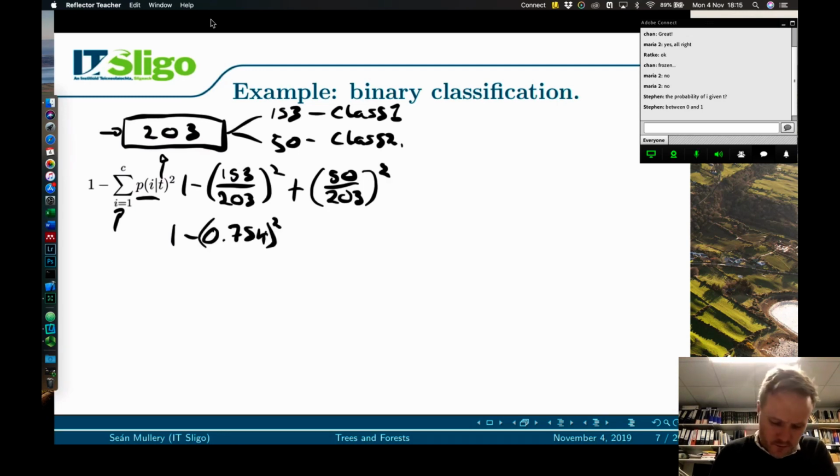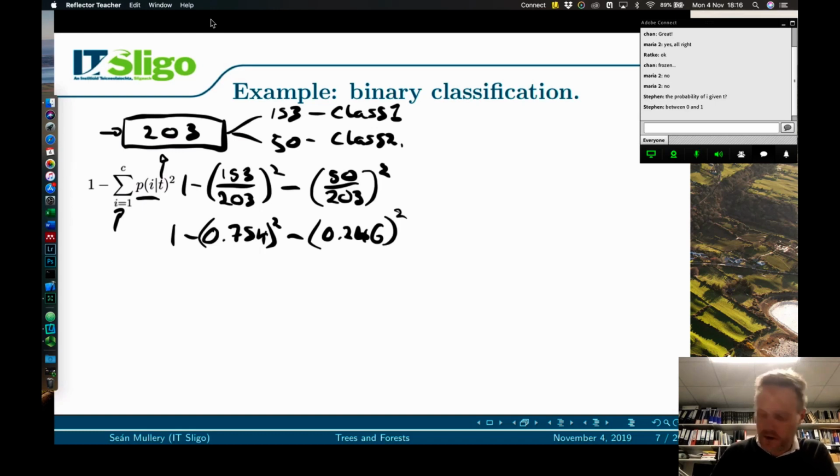And that wasn't squared yet. And then we want to be careful here. It's minus all of that together. So what I'm actually going to do is say that that's a minus, so that we see it in there. Okay. And then 50 over 203, what did I get for that? 0.246.